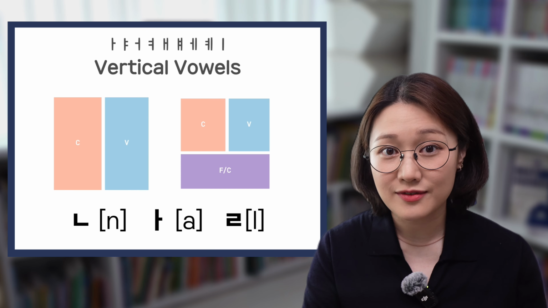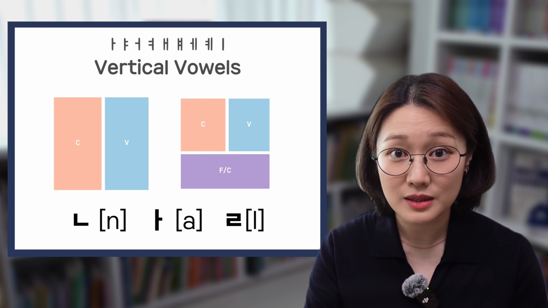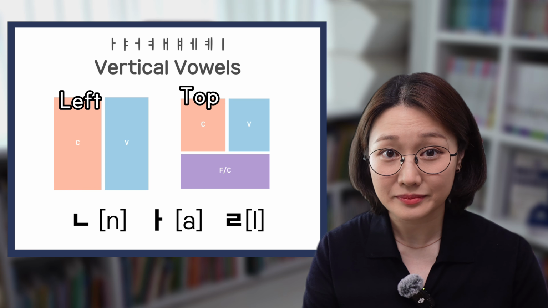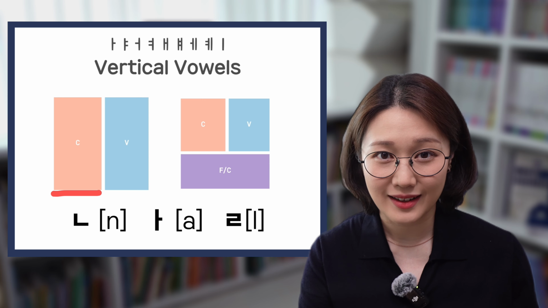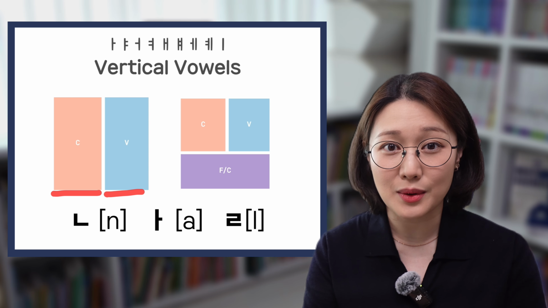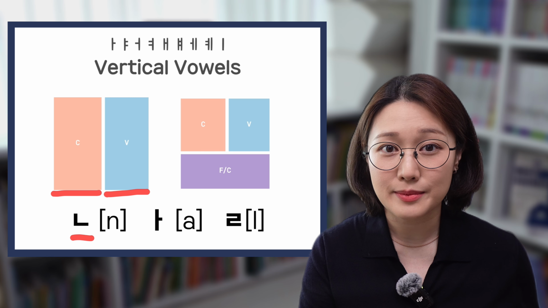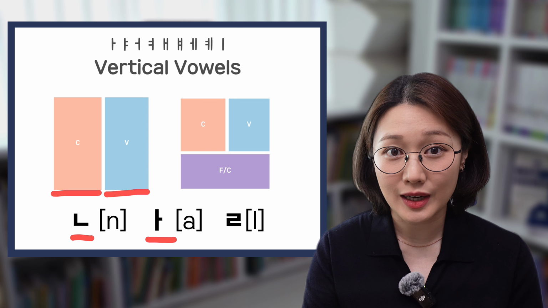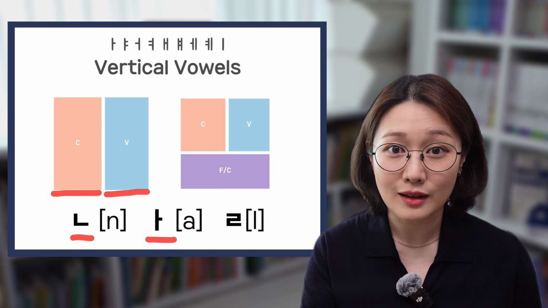First, vertical vowels. Hangul syllable blocks start with a consonant position, and the consonant can be on the left or at the top. With a vertical vowel, the consonant goes on the left, and the vertical vowel goes on the right. Look, if we write ㄴ, which makes the N sound, on the left, and ㅏ, the vertical vowel, on the right, and then they make one syllable block like this.